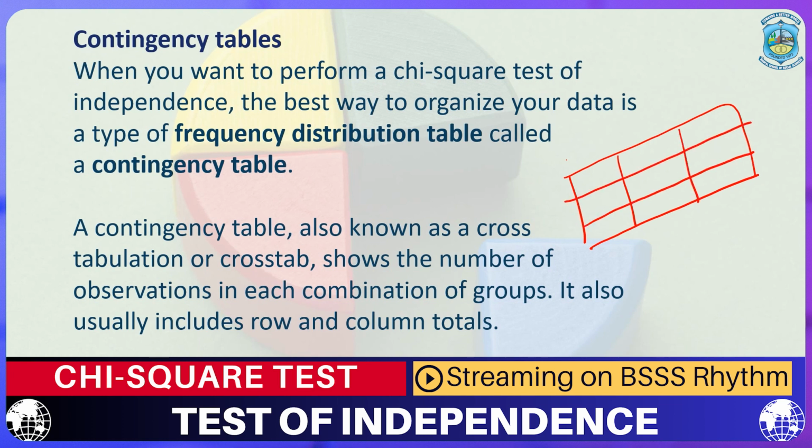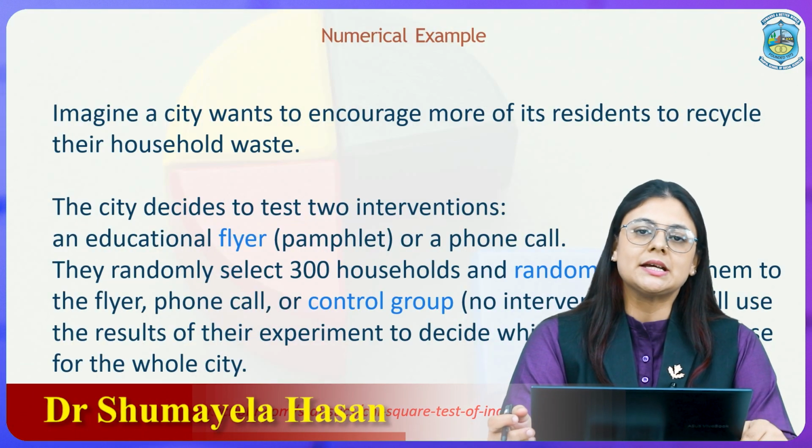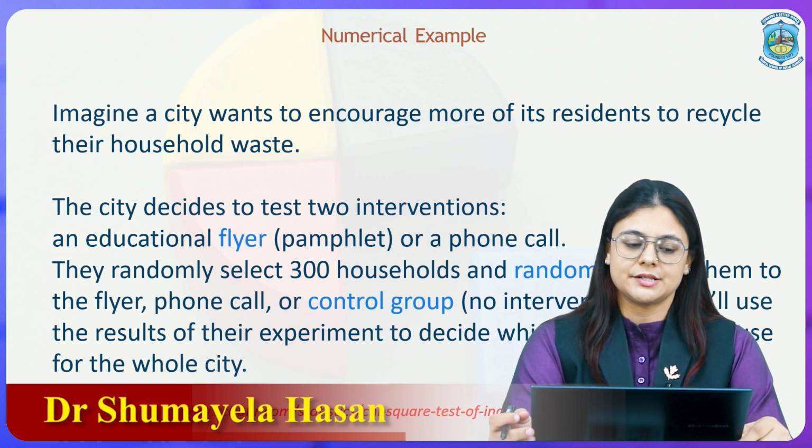The data is organized in the form of a combination of rows and columns. So, these are the columns and these are the rows, row 1 and 2. So, this is cross tabulation of the rows and columns. This is how a contingency table looks like. There are 2 rows and 2 columns, so I can call it a 2 by 2 contingency table. So, let us take a numerical example and see how the chi-square statistic for the test of independence is calculated.